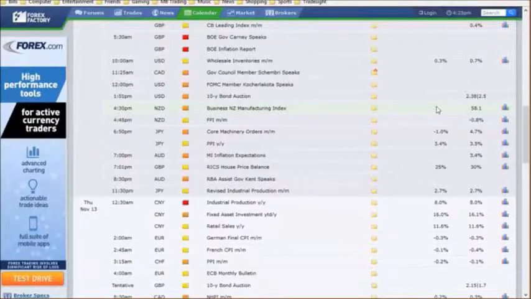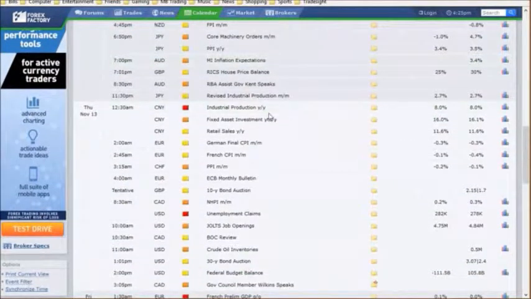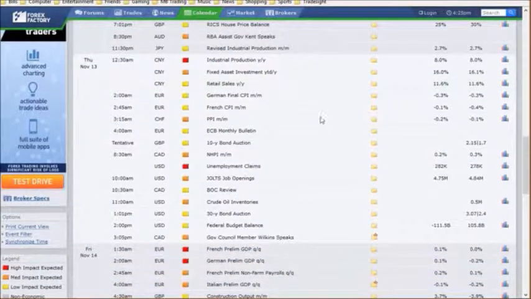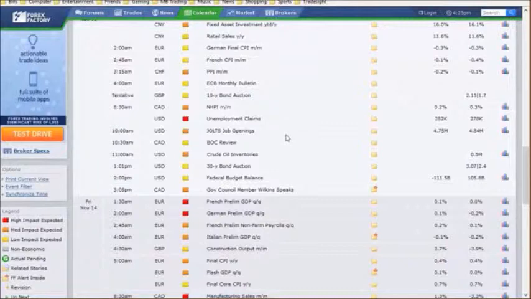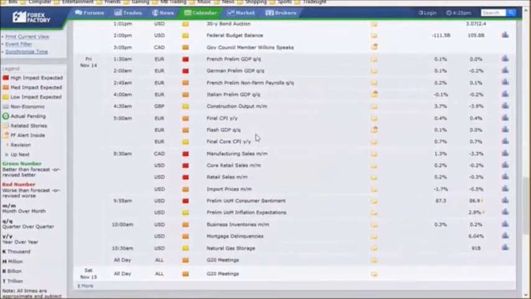New Zealand's FPI and business manufacturing index, Japan's core machinery orders and PPI, MI inflation index, inflation expectations out of Australia. We've got China's industrial production and fixed asset investment, along with their retail sales going into Thursday. German final CPI, French CPI, and Swiss PPI all going in the wee hours of Thursday morning here in the U.S. 10-year bond auction out of the U.K. The weekly unemployment claims data out of the U.S. and the JOLT job openings. Canada's Bank of Canada review, crude oil inventories in the U.S. 30-year bond auction. The Fed budget balance number at 2 p.m. Eastern time, Thursday afternoon. And then on to the G20 meetings.